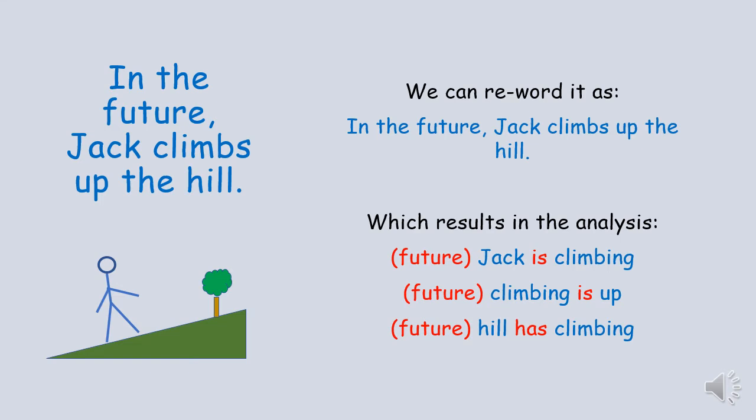results in the analysis future Jack is climbing, future climbing is up, future hill has climbing. Note that future is put into parentheses in front of each is has expression.